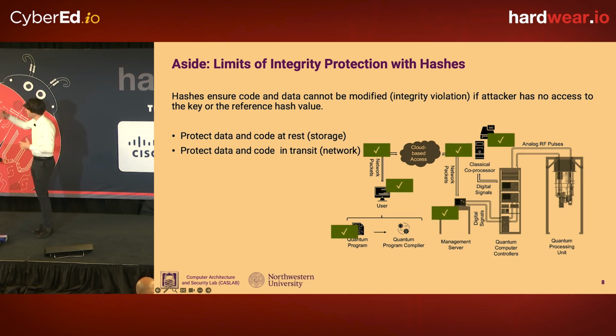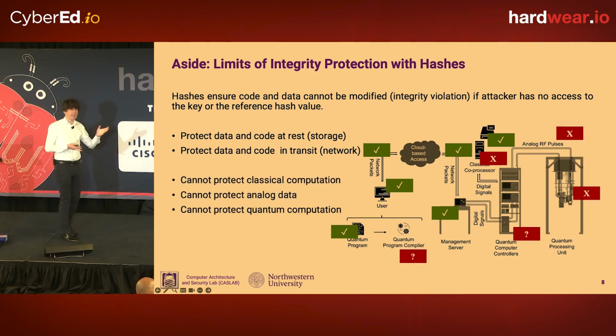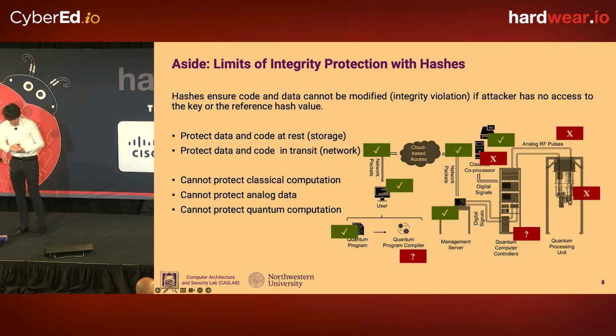You can do all the integrity checking you want on the network packets, things like that. But once you get to, for example, how do you integrity check analog pulses going to the QPU? That's a really, really open question. So I hope this motivates really focusing on the controllers and the QPU.